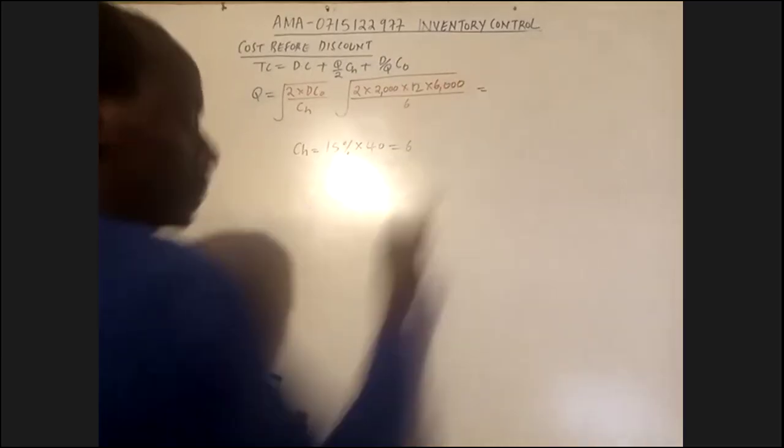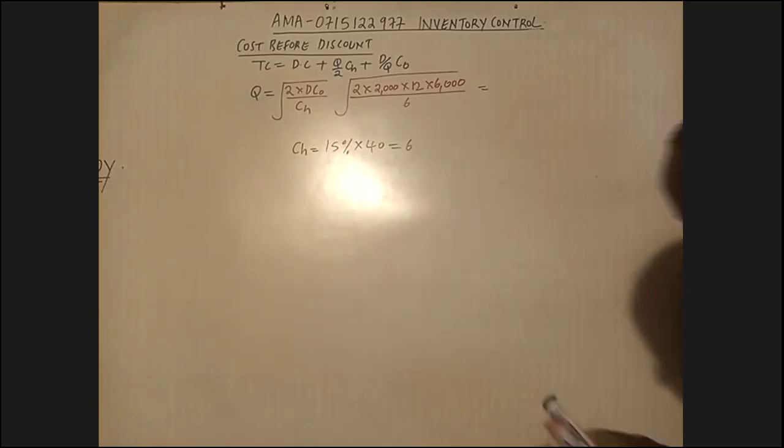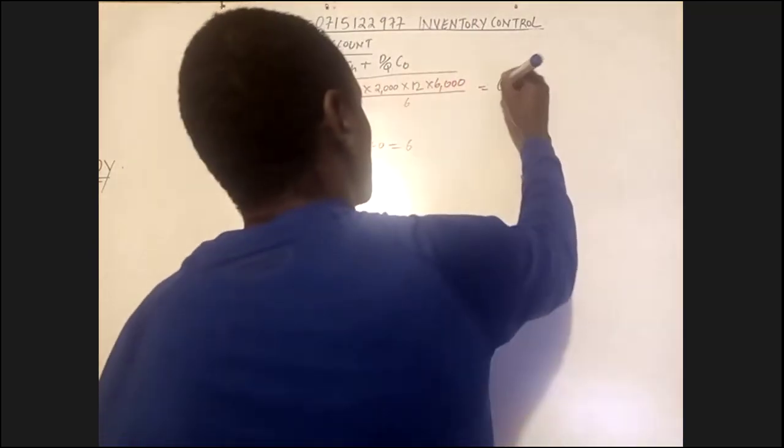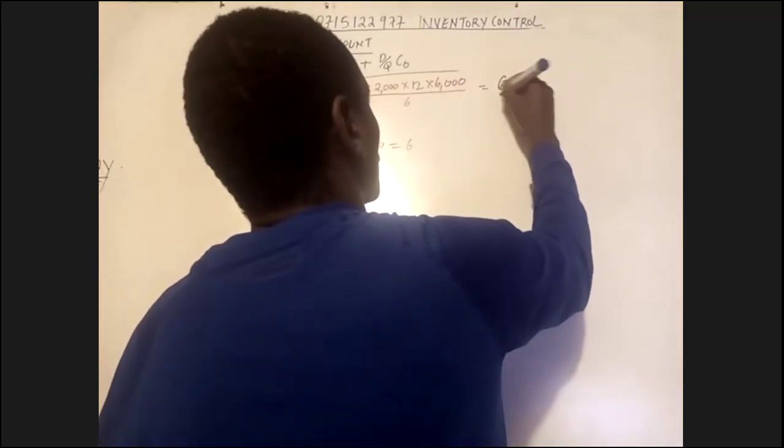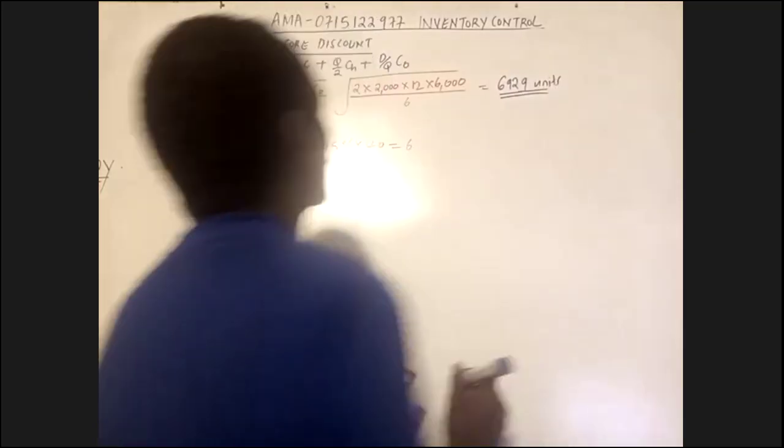So what will be the answer? 2 times 2,000 times 12 times 6,000 divided by 6. Then we find the square root. So 6928. So it will be 6929 units. Is that okay?